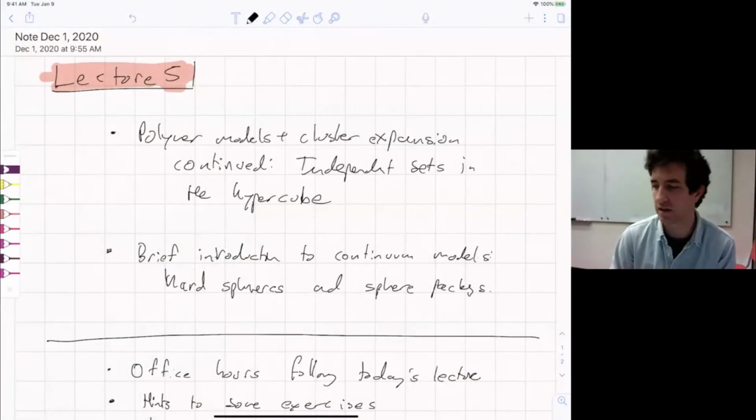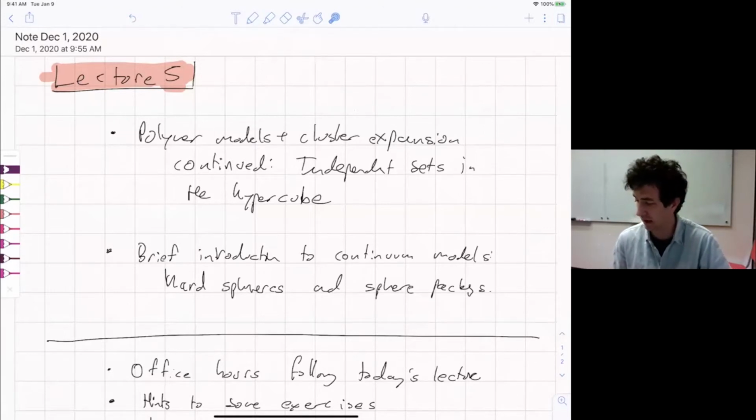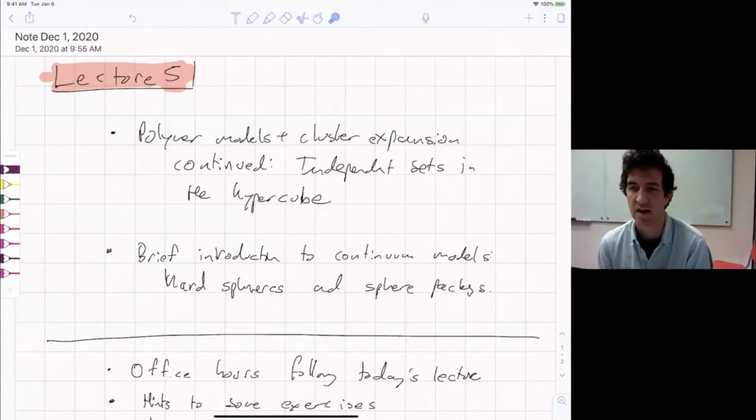Okay, so very good. So what do we want to do today? I want to continue with the topic from last time, these polymer models and cluster expansion, and switching from low temperature to high temperature. And the example I'll give is a bit more combinatorial. So it's about independent sets in the hypercube. And hopefully this will give you a little bit of a feeling of what might be able to be done with this method. And I'm hoping that some of you think of some further applications of this.